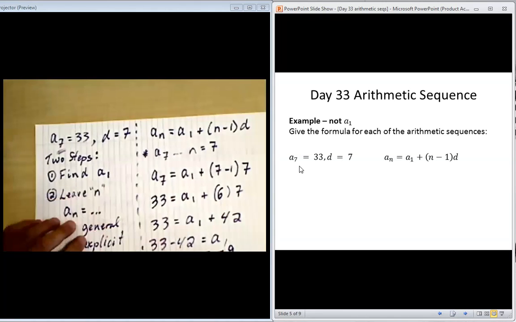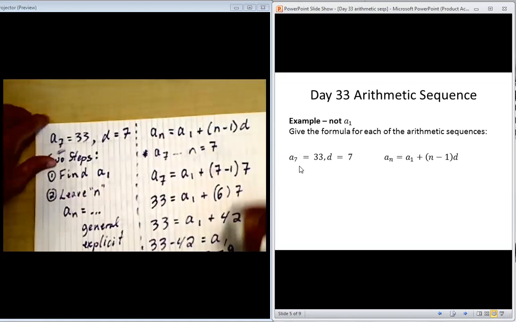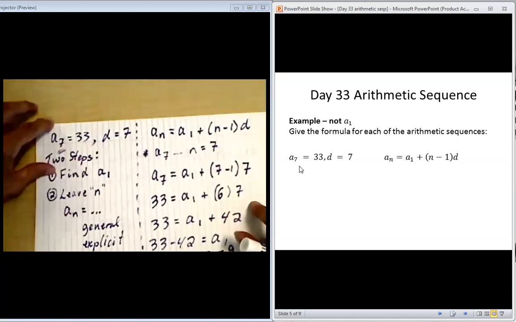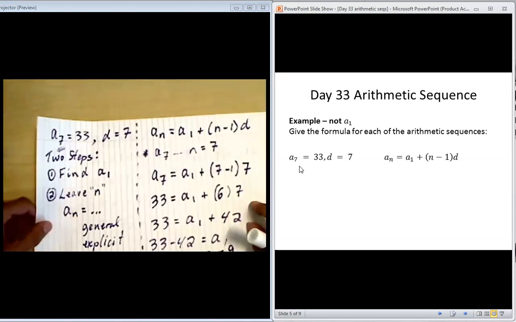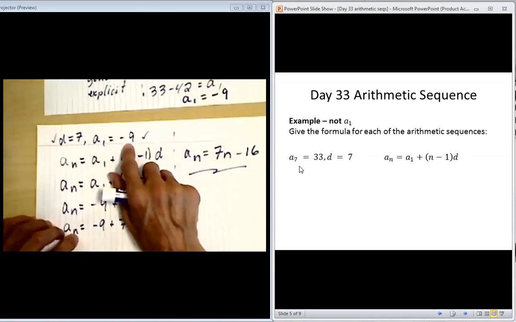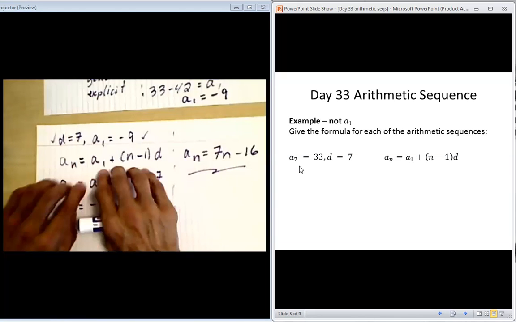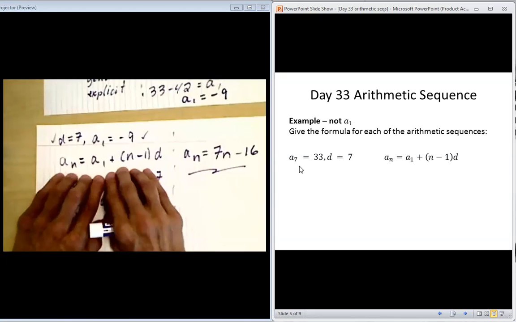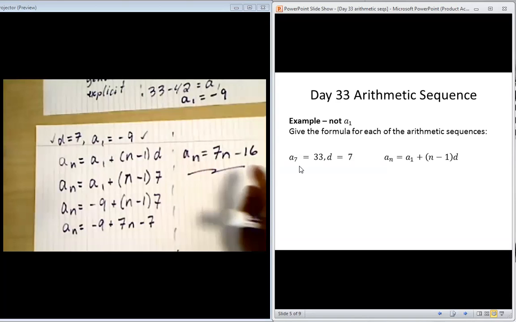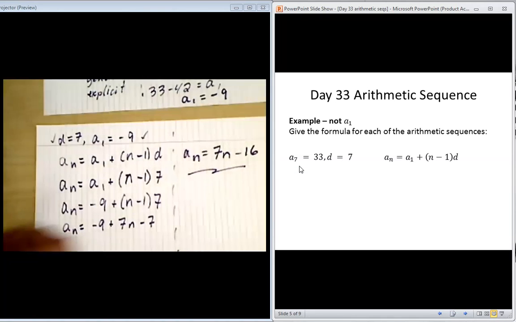We get the value for A1, and then we kind of start the question again. We go, okay, we got A1 now, we got D. Now we can get the general formula. So that's what the second page is. We got the A1, we got the D. Starting formula again, and just start substituting things in, doing some algebra. That's what we get for our final answer there.